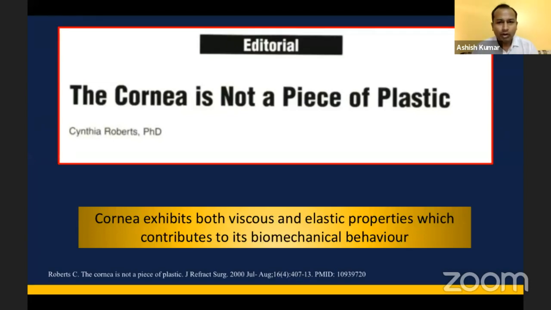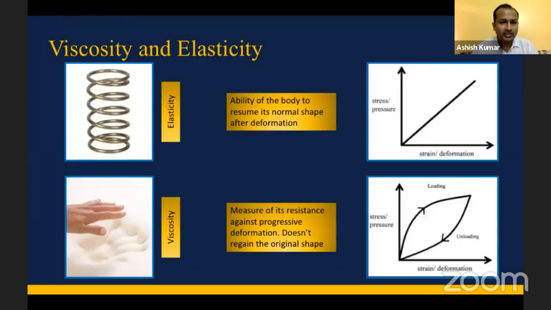This was a very important contribution from Cynthia Roberts in 2000-2001, where she told cornea is not a piece of plastic, and the cornea exhibits both viscous and elastic properties, which contributes to its biomechanical behavior. Let's understand what is the difference between elasticity and viscosity. So basically, elasticity is the ability of the body to resume its normal shape after deformation, whereas the viscosity doesn't regain the original shape, and there's a dissipation of energy.